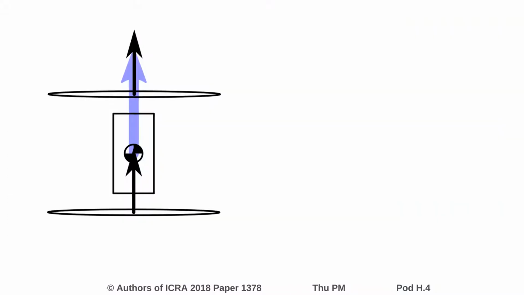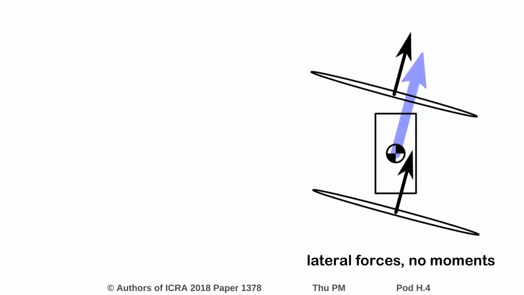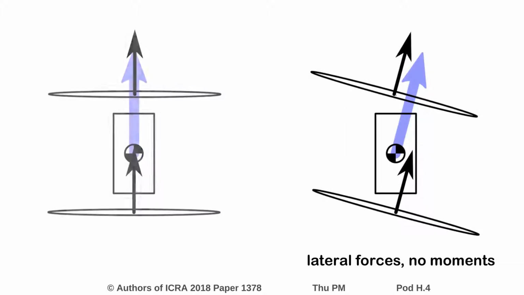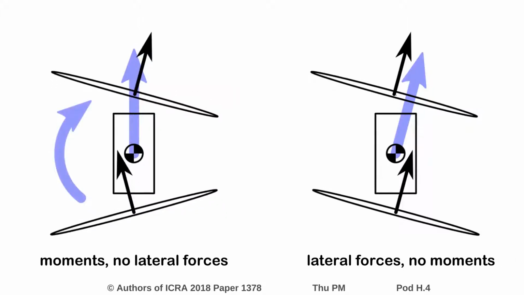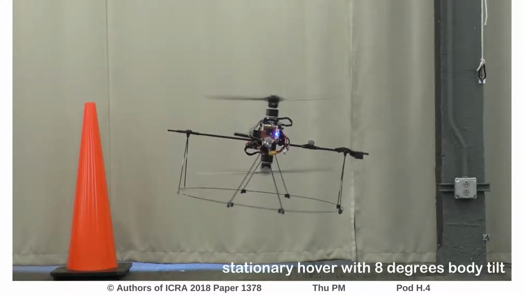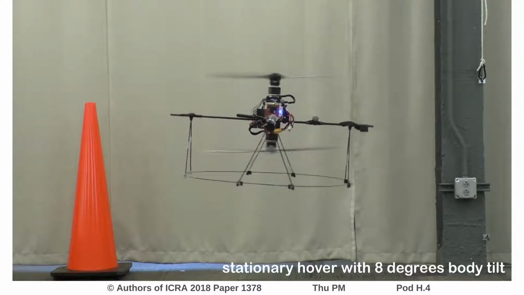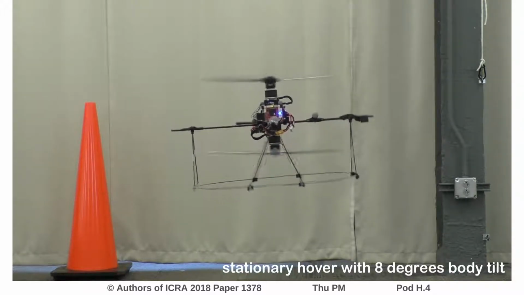We generate lateral forces by tilting both rotors together. This allows us to follow trajectories through space while remaining perfectly level. If we instead tilt the rotors in opposite directions, we generate rotational moments that can rotate the entire aircraft. By combining these techniques, the helicopter can even pitch the body back and forth while remaining in a stationary hover.